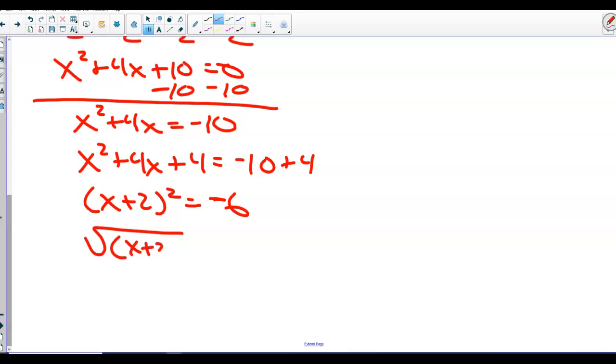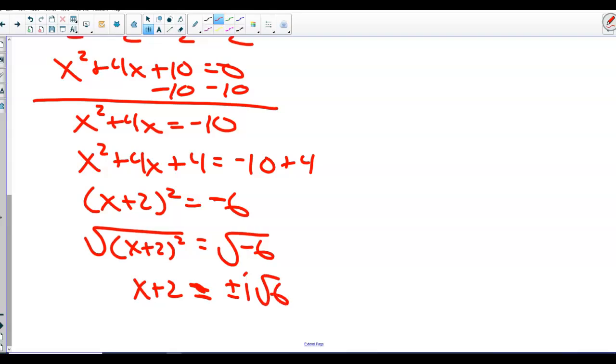The square root of x plus 2 squared equals the square root of negative 6. That's x plus 2 on the left. And on the right, we get plus or minus i root 6. And then the answer, negative 2 plus or minus i root 6.